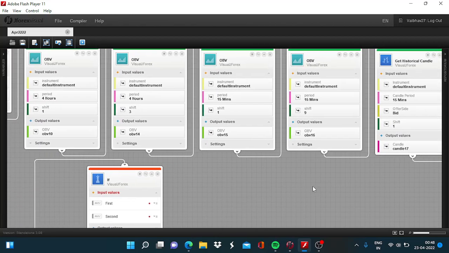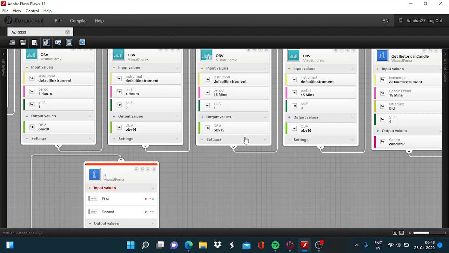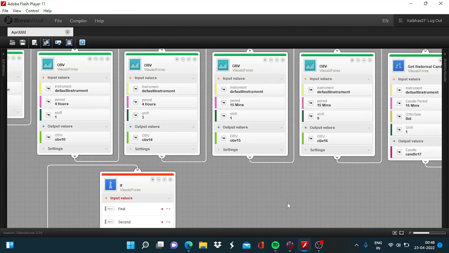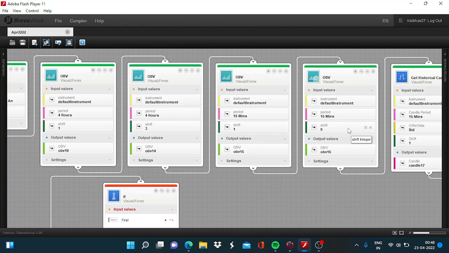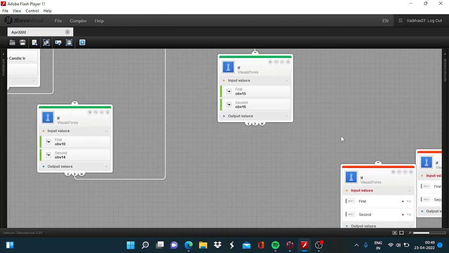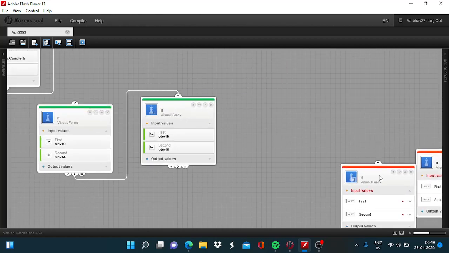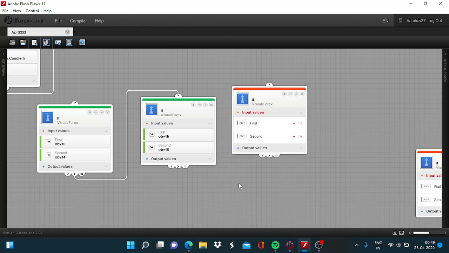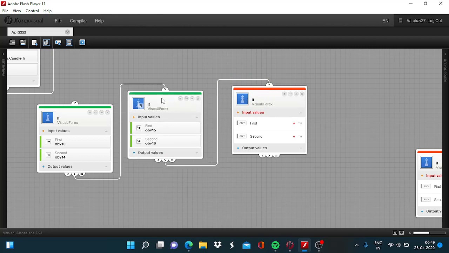Here we need the divergence to be taking place and the OBV value needs to be on the rise. I have this look back period of 1 and 9. 9 is because we are taking the time interval of 2 hours, and in each hour there are going to be 4 candles of 15 minutes each. So the difference is 8. Okay, and OBV 15 should be greater than OBV 16. First input greater than second input.